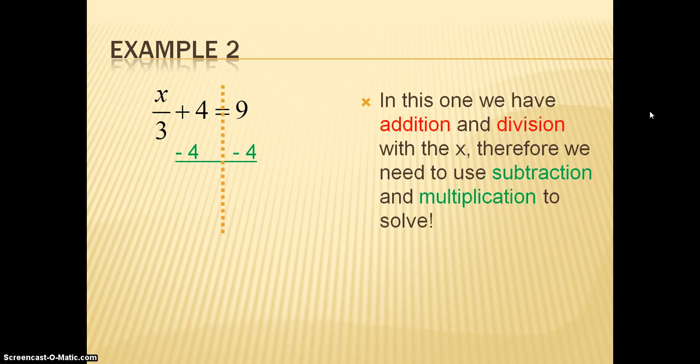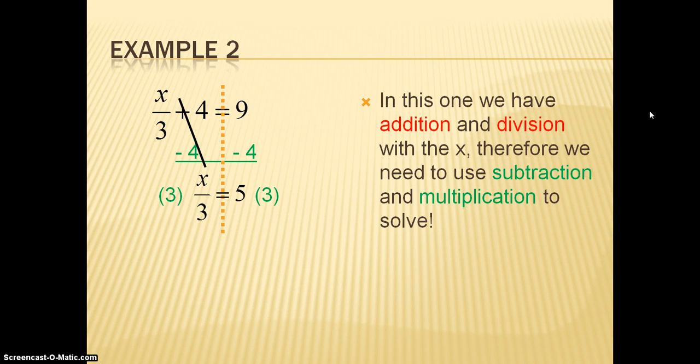So I'm going to subtract 4 from both sides and it cancels on the left. What I'm left with is x over 3, and 9 minus 4 is 5. Now we're back to our one-step equation. Remember, this represents a division problem. The opposite of dividing is multiplying. So to get rid of the 3 on the bottom, we're going to multiply both sides by 3.